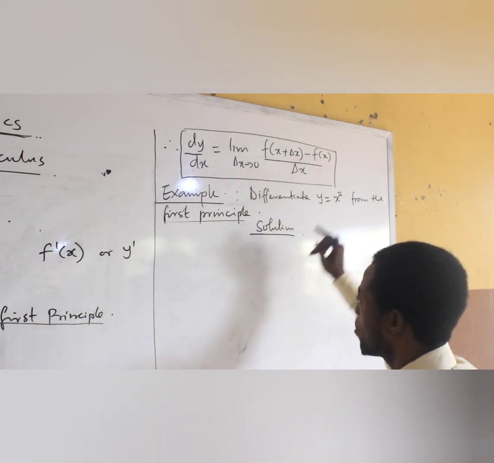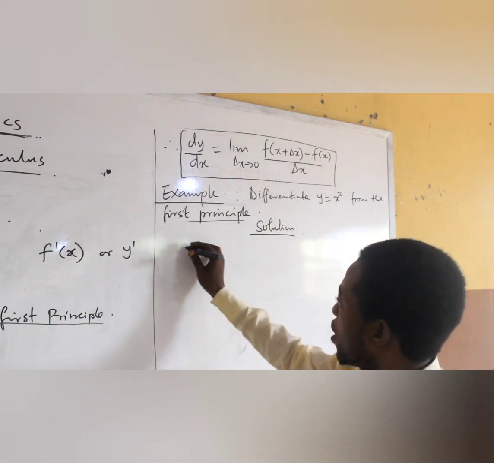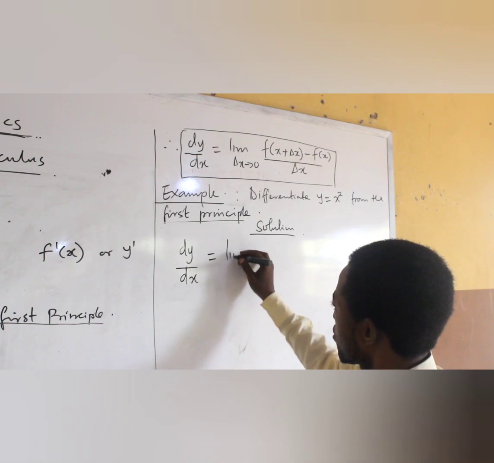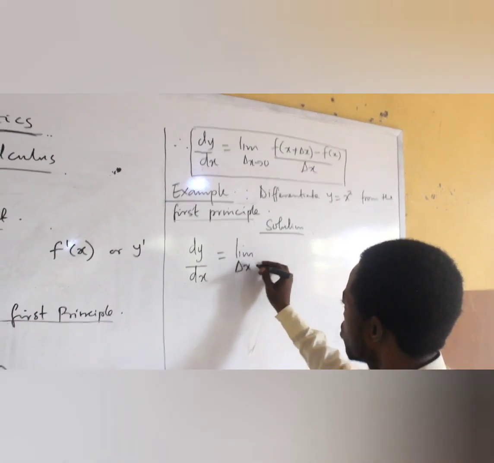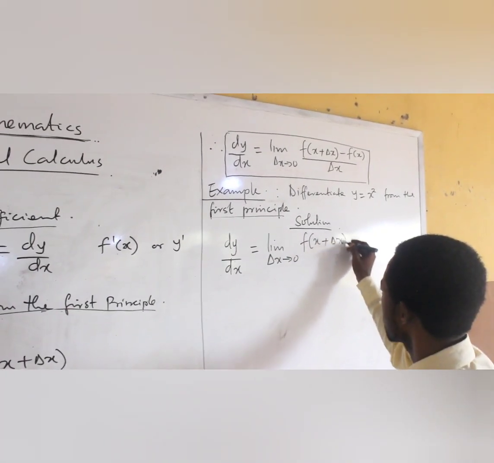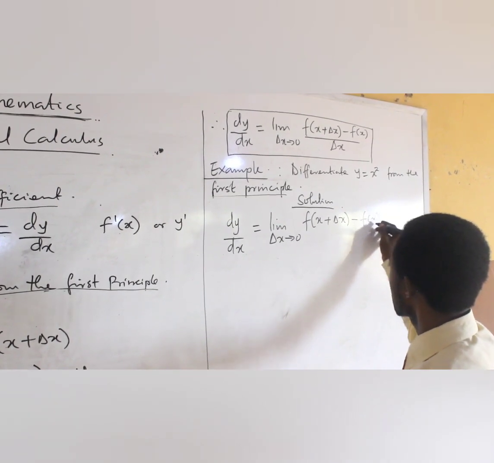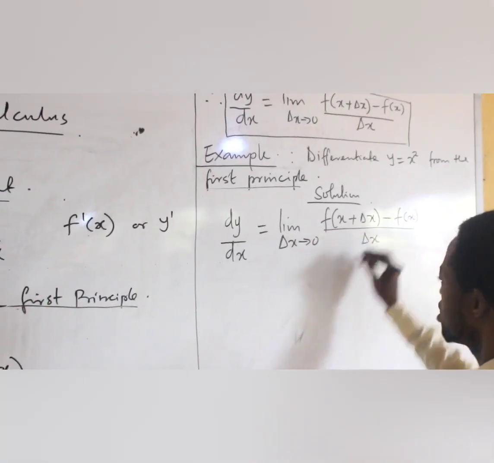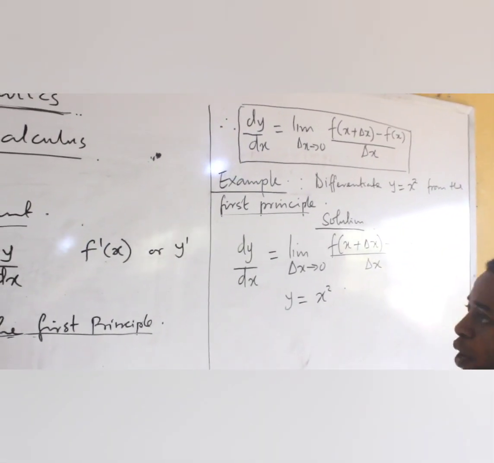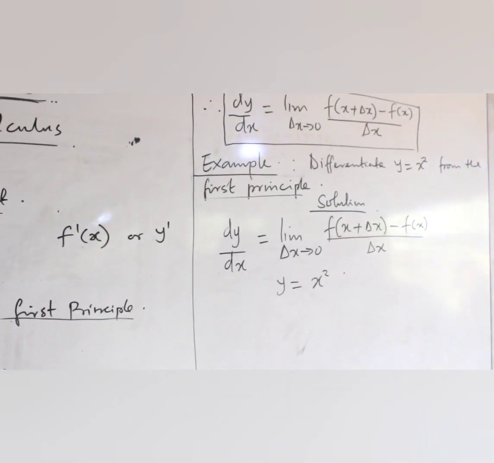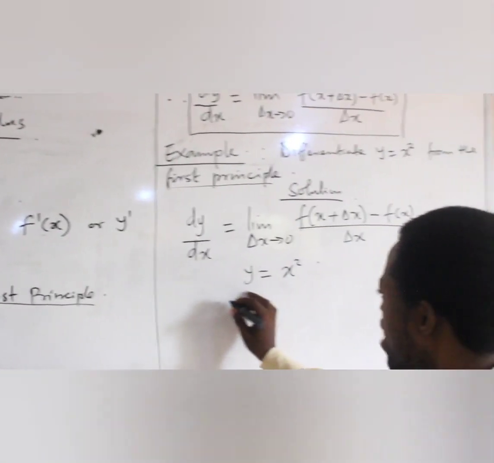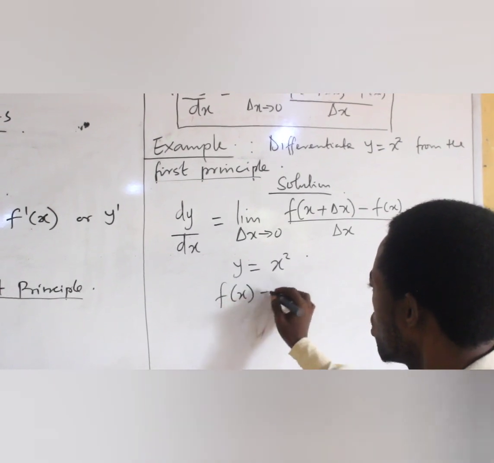And this formula will come to our mind now. That is, from the first principle, our differential coefficient dy dx is given as limit as delta x tends to 0 of f of x plus delta x minus f of x all over delta x. So this is the formula, and this is the function given, y equals x squared. When you compare this y equals x squared to the function we have, which is y equals f of x, here you can easily say that our f of x will be x squared.